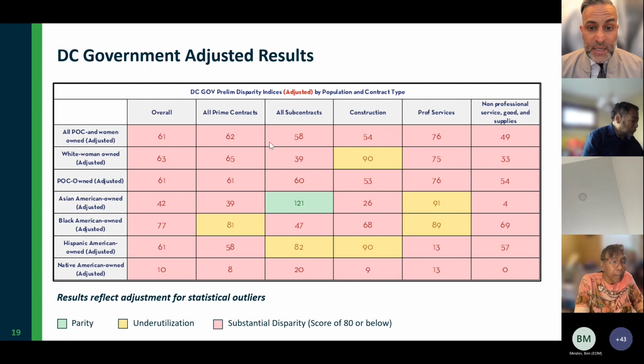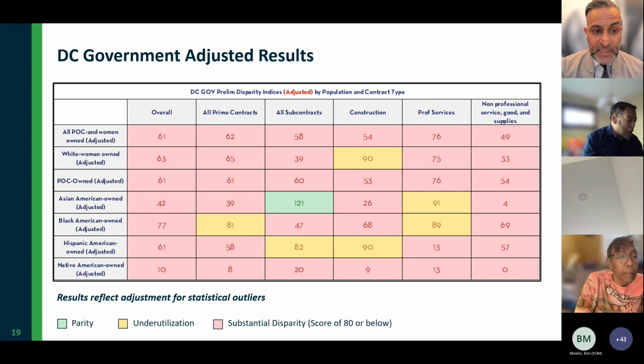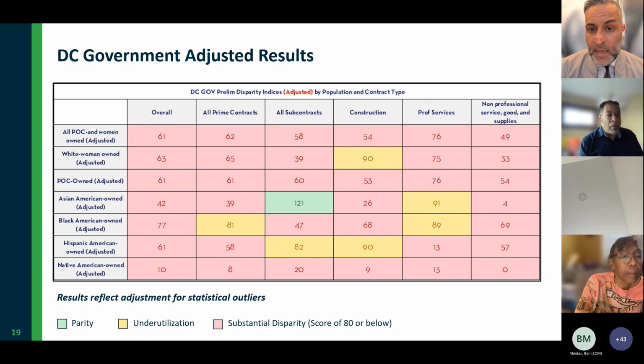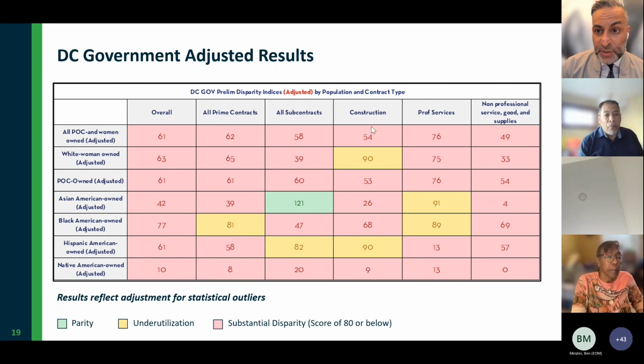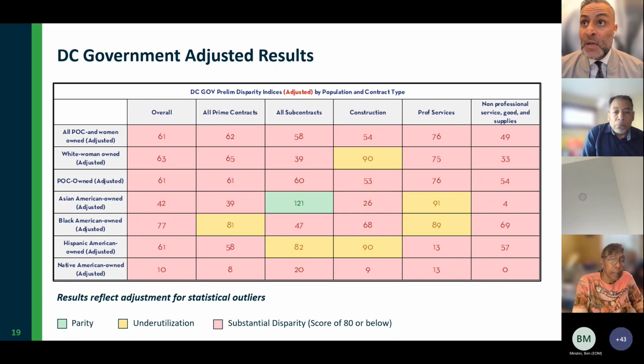Substantial disparities for all groups on subcontracts, with the exception of Asian American-owned businesses and Hispanic American-owned businesses. Substantial disparities for most groups in construction, for most groups in professional services, and then for all groups in non-professional services and goods and supplies. So the idea here is that when you account for these statistical outliers and consider just these typical POC and woman-owned businesses, you see substantial disparities almost across the board for all groups, which is quite instructive for DC government's programs and measures moving forward in terms of what they might consider in helping address some of the barriers that exist.